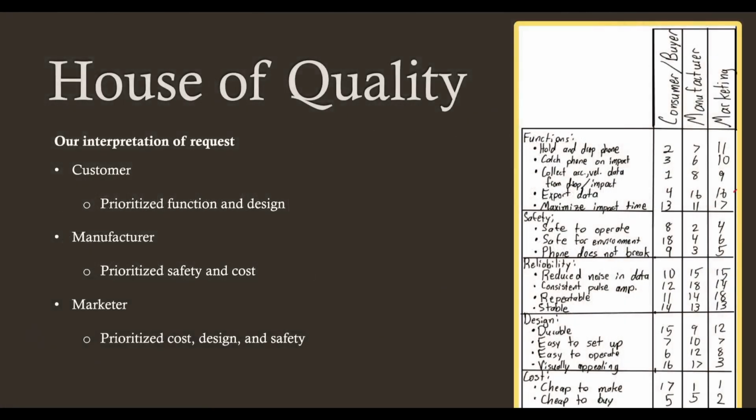Next, we made a house of quality and determined the functions and constraints of our apparatus. We also determined 3 interest groups: the consumer, the manufacturer, and the marketer. The customer would be most interested in the function and design of the apparatus. The manufacturer would be interested in the safety and cost of the design. And finally, the marketer would be most interested in the cost and design as well as safety.